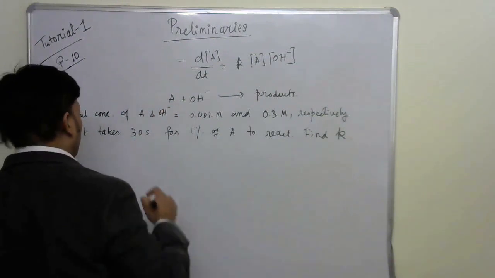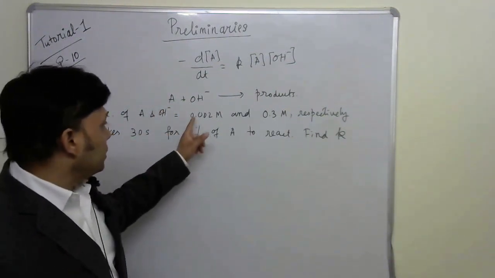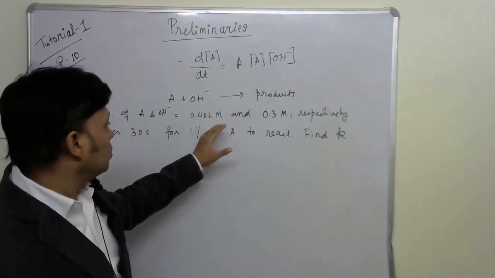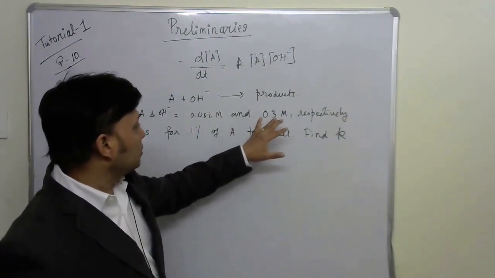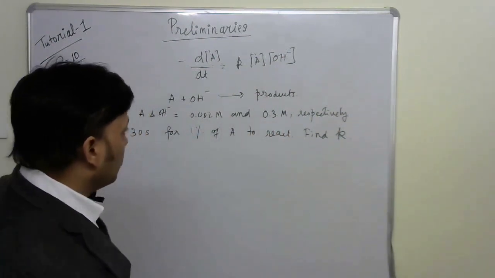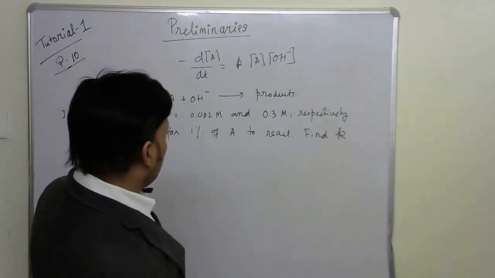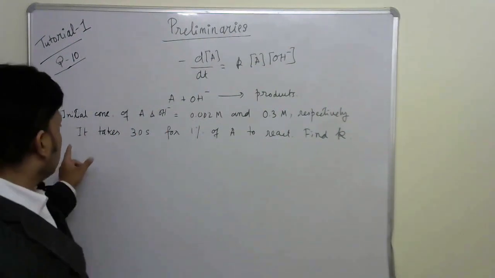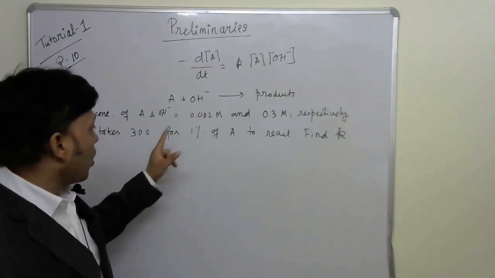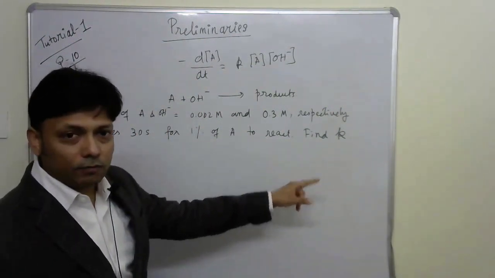The initial concentrations of A and B, where B can be treated as OH minus, are 0.002 M and 0.3 moles per liter, respectively. The question says that if it takes 30 seconds for 1% of A to react, find k.